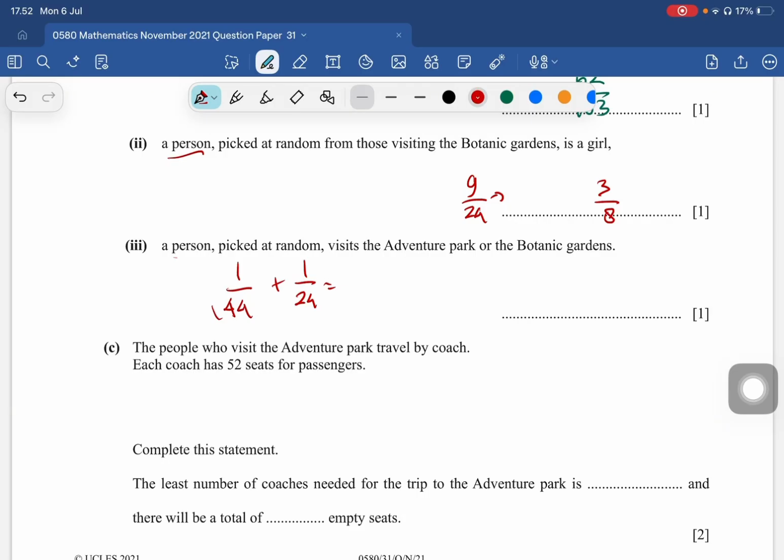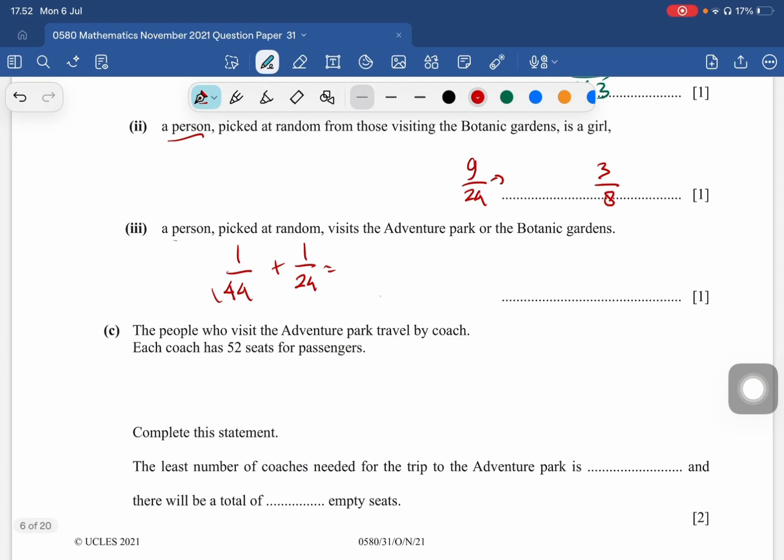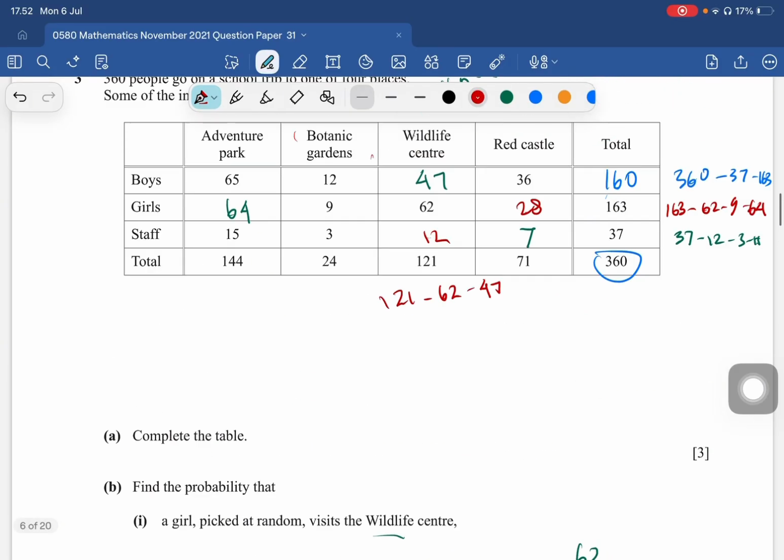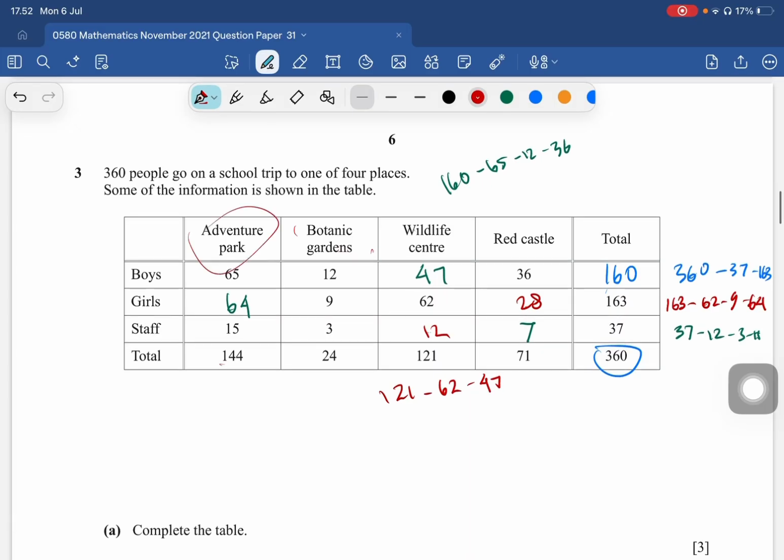So the lowest common multiple, 144. Yeah, here is 144. So 1 over 24, we can just multiply it by 6. So here times 6, times 6. So we got 6 plus 1. So 7 over 144. Okay, the adventure park. Here is adventure park, 144. Oh, my bad.